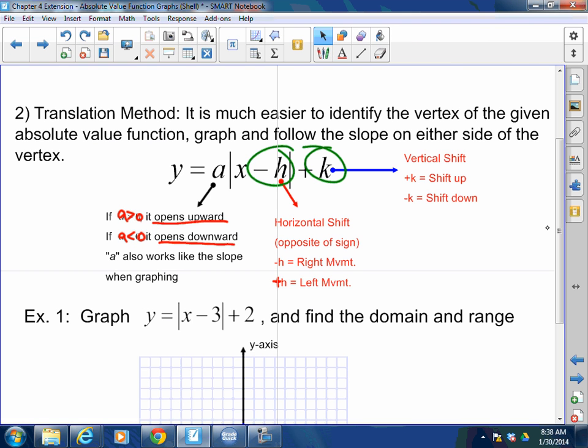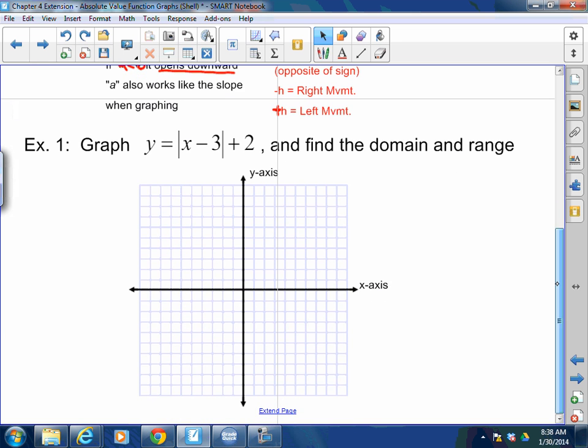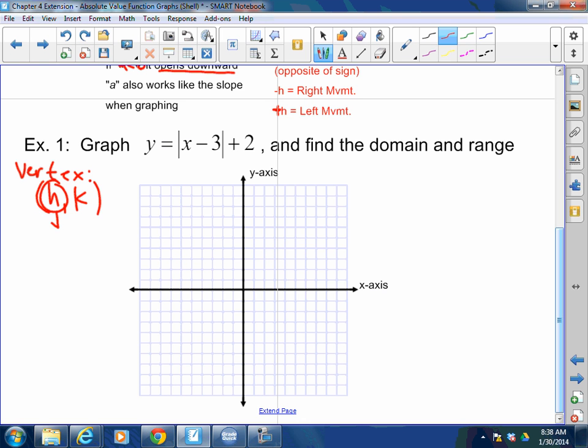Right? So let's check this out. I want you to graph y equals the absolute value of x minus 3 plus 2. Find the domain and range afterwards. Okay, first thing, I want to find my vertex. That is the first thing you do here, and my vertex is HK. Please remember that the H is opposite of what's given. So having that in mind, what is my vertex for this particular function?